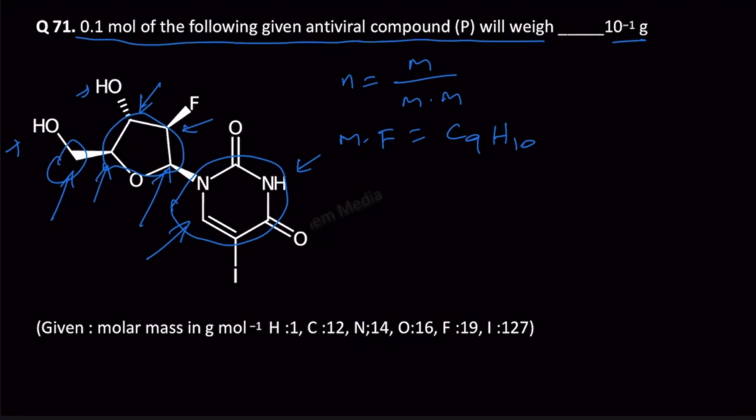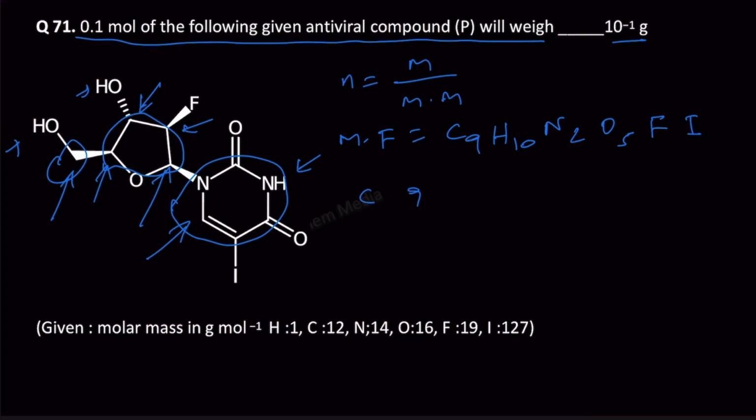First let us count the nitrogens. How many nitrogens are there? We have 2 nitrogens. How many oxygens are there? 5 oxygen atoms. And then 1 fluorine atom and 1 iodine atom. That is the molecular formula.